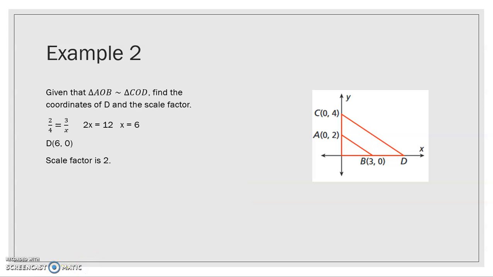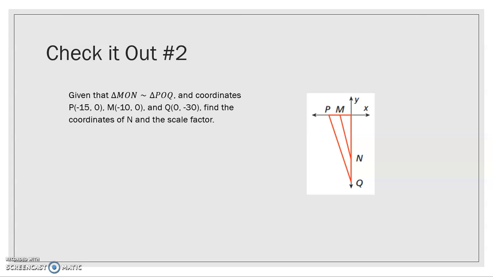So it's time for you to try it. Now check it out, question number 2 gives you the same type of example that we just did. It says, given that triangle MON is similar to triangle POQ, and the coordinates of P are (-15, 0), M is (-10, 0), and Q is (0, -30), find the coordinates of N and the scale factor. Please notice for the scale factor that the values for MON are going to be on top of POQ so that this will reduce properly. Okay, so go ahead and do that. Pause the video and then come back for example 3.